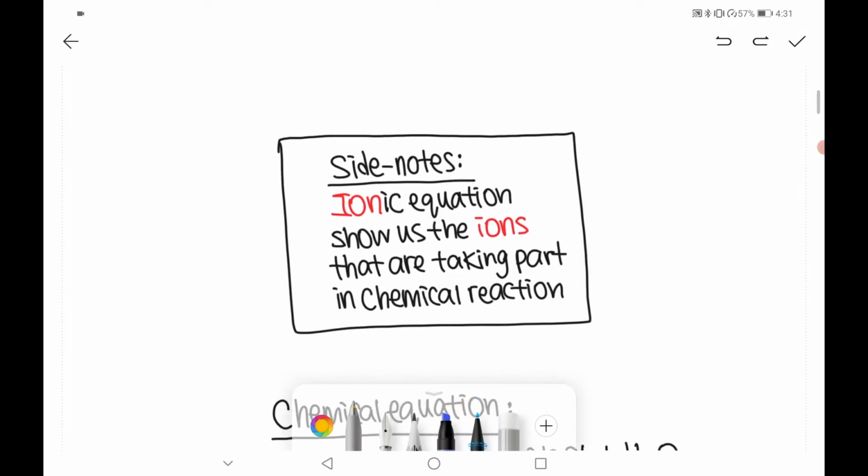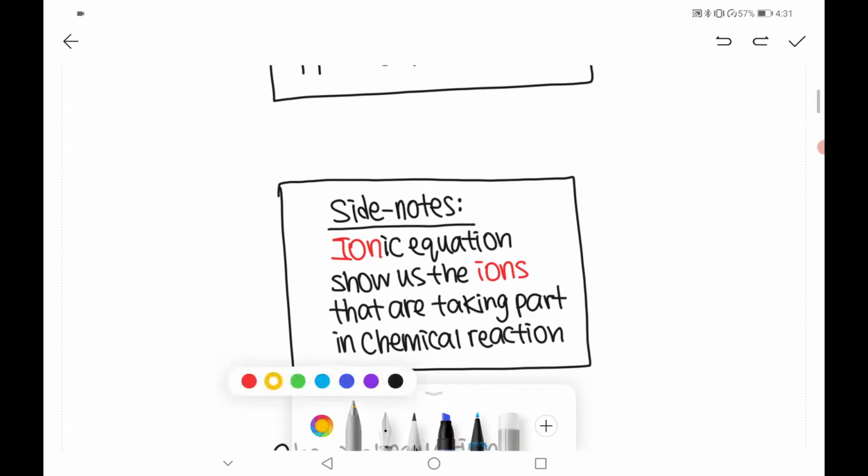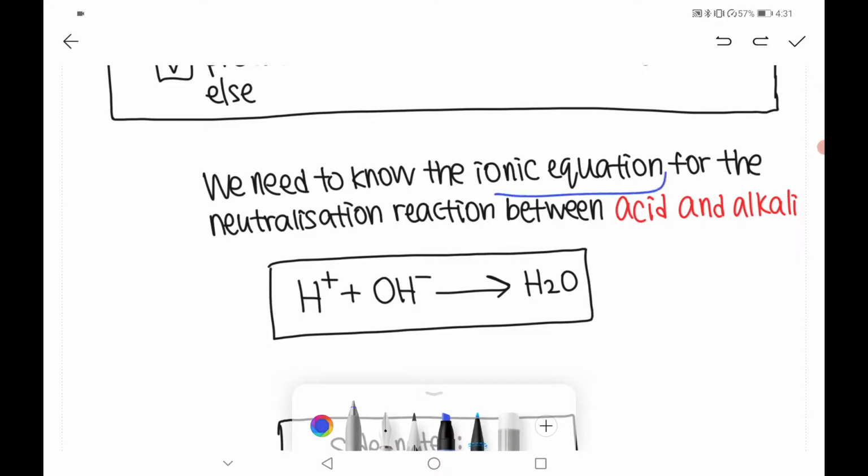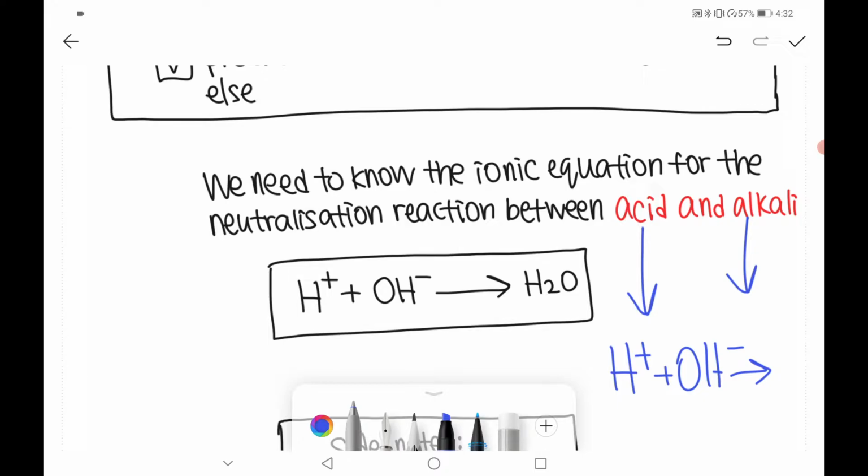So now I have shown you the ionic equation for the neutralization reaction between acid and alkali. Don't memorize, just use common sense. Acid, H plus; alkali, OH minus. When they add together, they become neutral water. Water is neutral. Just use common sense. You don't need to memorize.